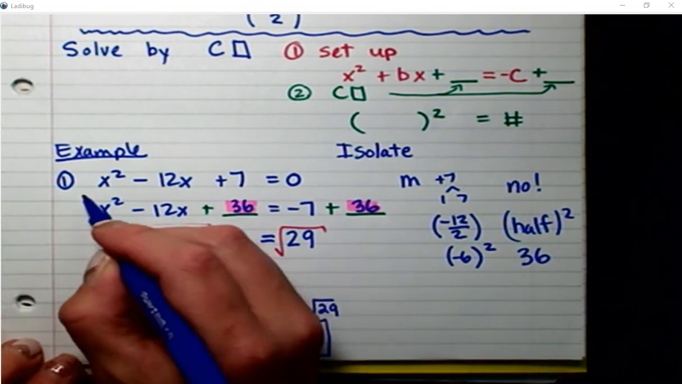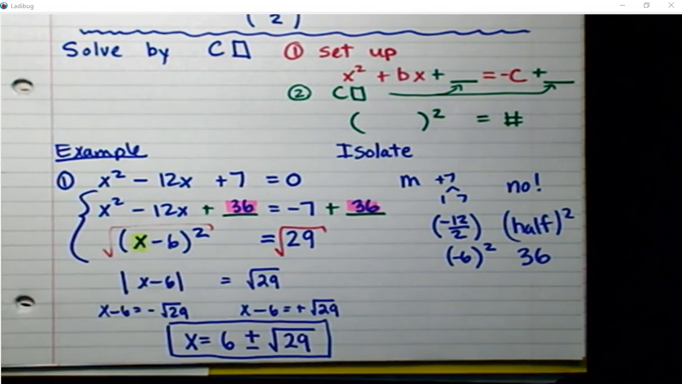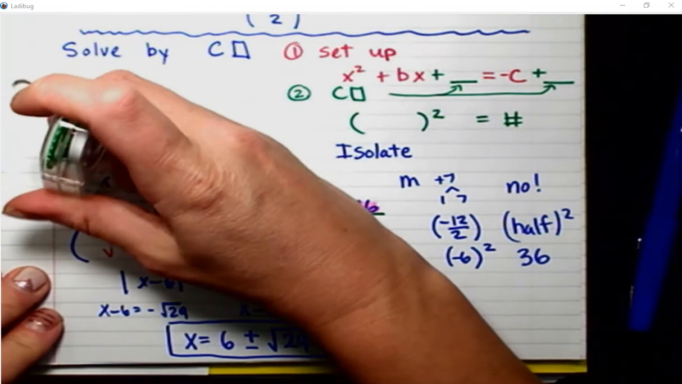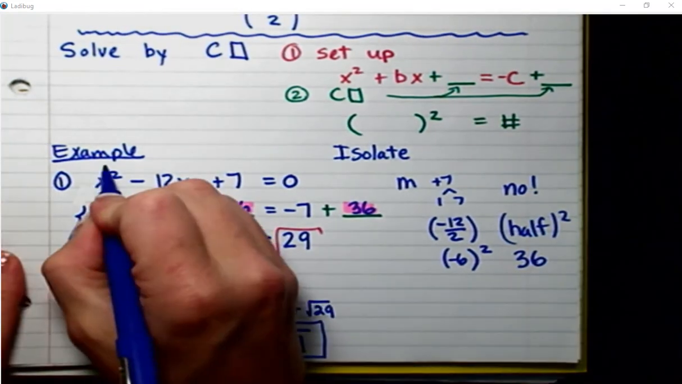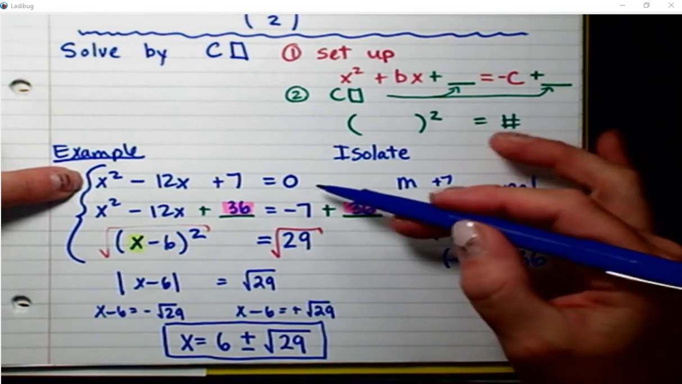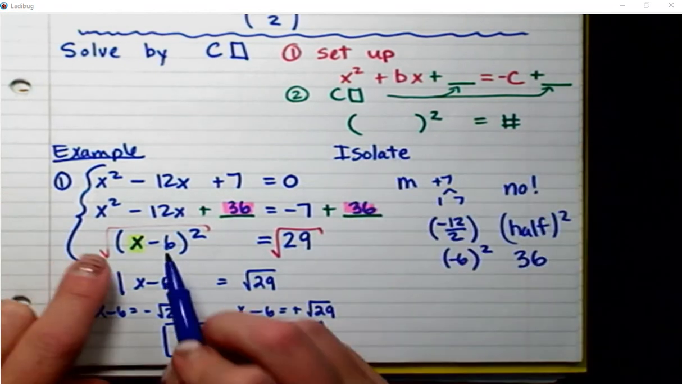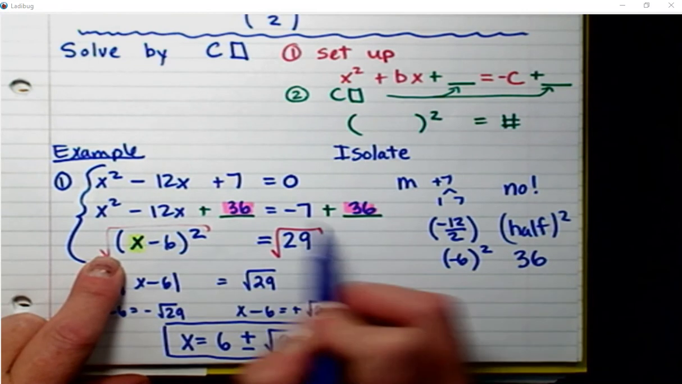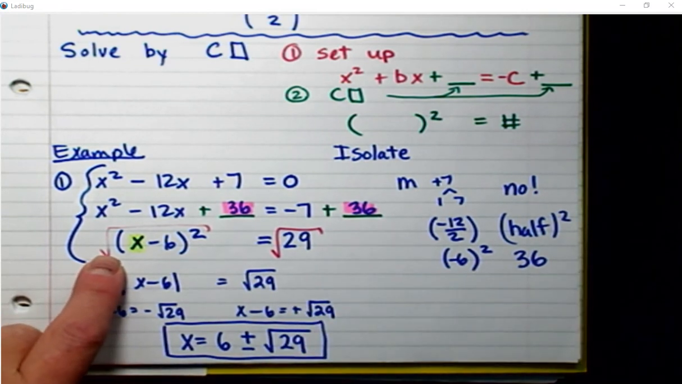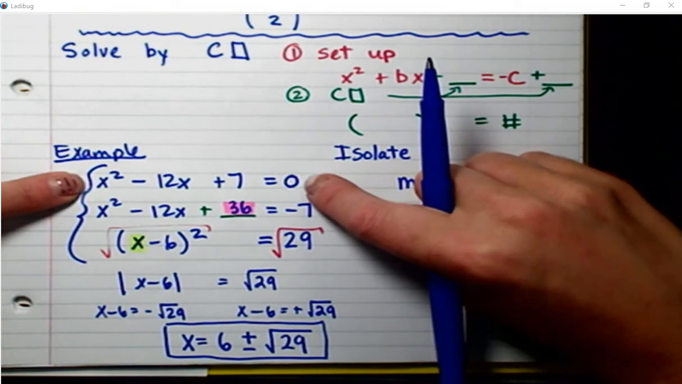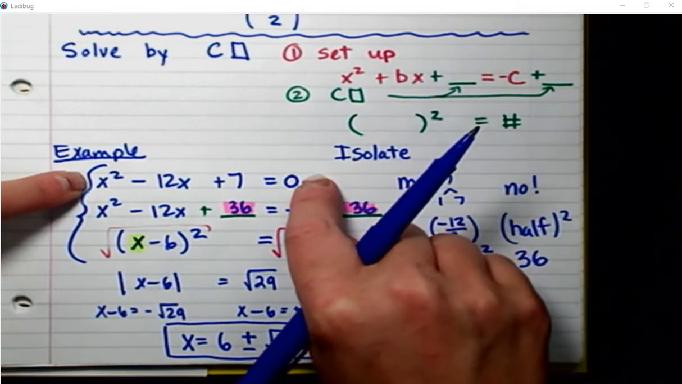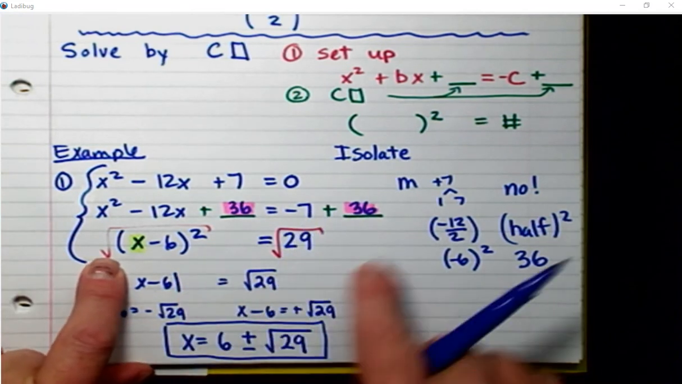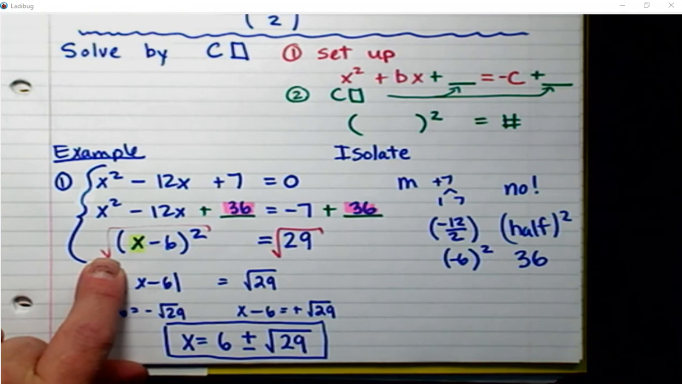Okay, so what was new today? That part, right? Where we set it up and we completed the square. So we went from a trinomial you can't factor into a perfect square trinomial with the leftover number on the other side. That's what we did.